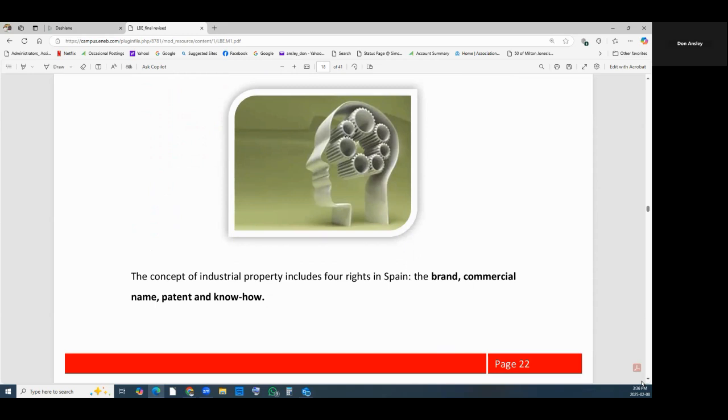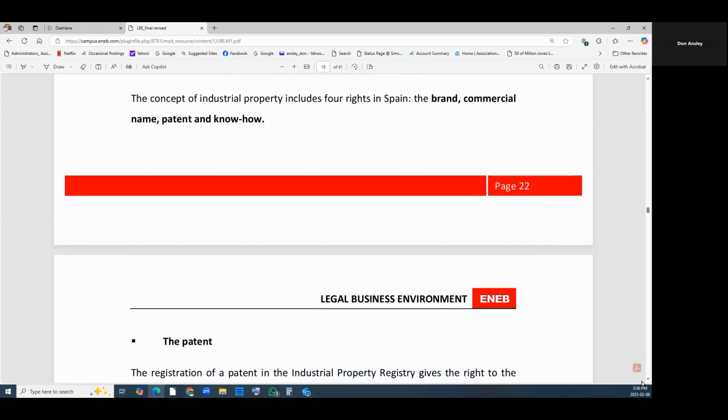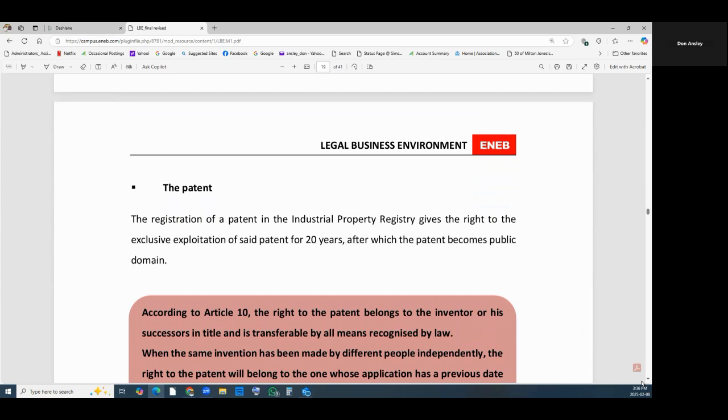The concept of industrial property includes 4 rights in Spain: the brand, the commercial name, the patent, and the know-how. Let's look first at the patent. The registration of a patent by an industrial property registry gives the right to exclusive exploitation of said patent for 20 years, after which the patent becomes public domain.